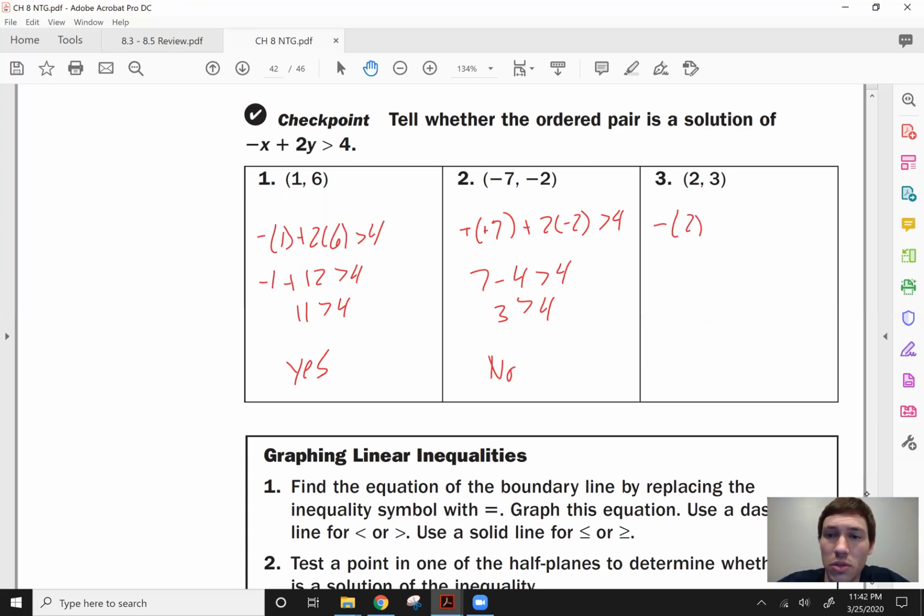Negative 2 plus 2 times 3 is greater than 4. Again, I'm just replacing this is x, this is y into those spots. So I get negative 2 plus 6 is greater than 4. 4 is greater than 4? Now, 4 is equal to 4. It is not greater than 4. So actually, that is not a solution either.